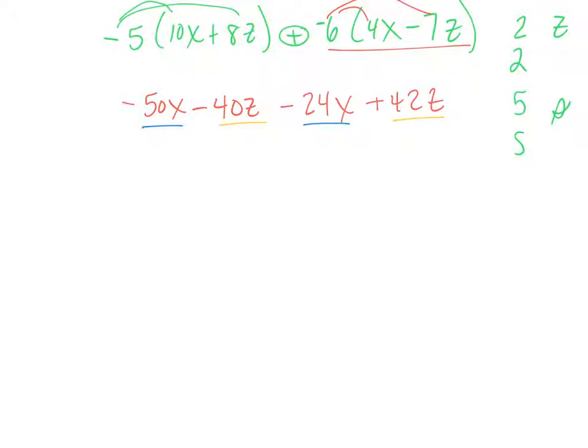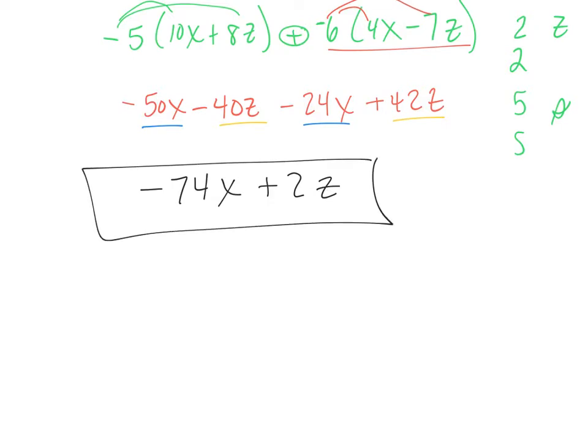So what happens with the x's? Negative 50. Owe your mom 50. Owe your mom 24. How much do you owe her? 74. A lot. You're getting into debt. Be careful. What about this one? You owe your dad 40, but you have 42 in the bank. What do you have left? 2. 2 measly dollars. And we're done.